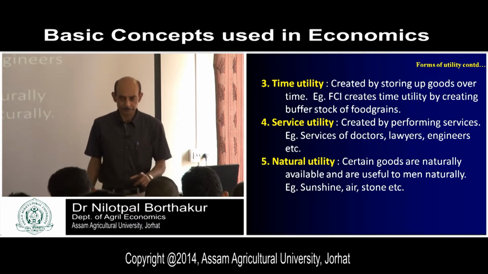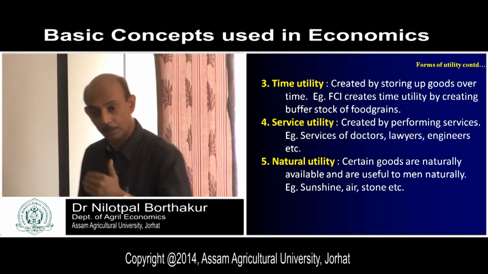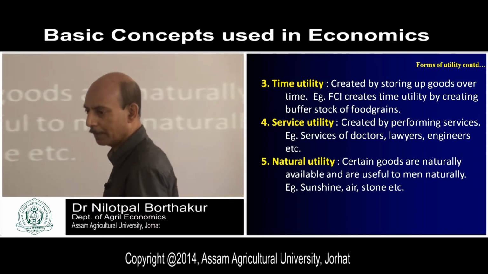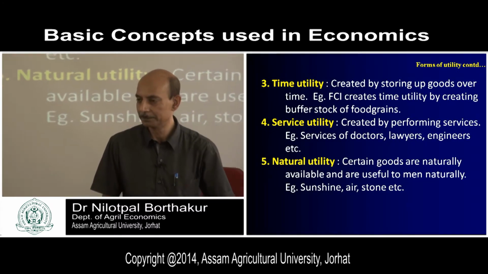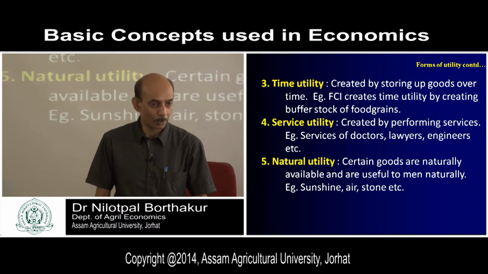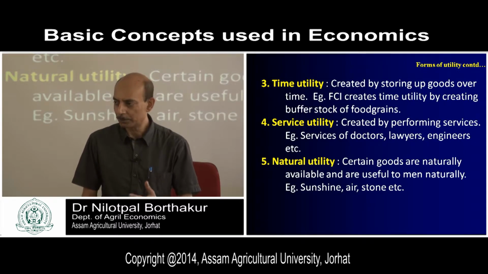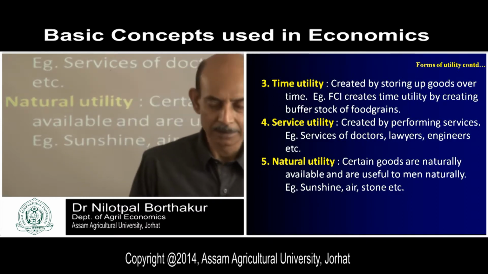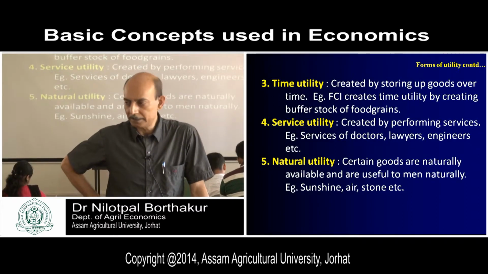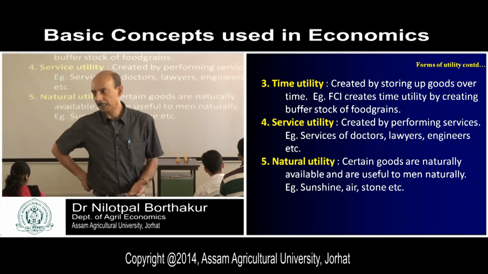Next is the time utility. It is created by storing goods over time. Like warm garments, we keep them over time so that they will be useful in the winter months. Government stores the essential food items. FCI stores rice, potato, and other food items, cereals. In cold storages, fruits and certain vegetables are stored to be offered for sale in the off-season. So by storing goods, we also create utility.